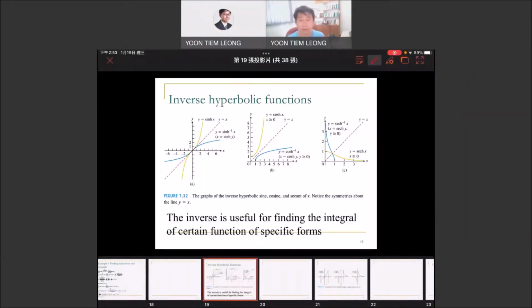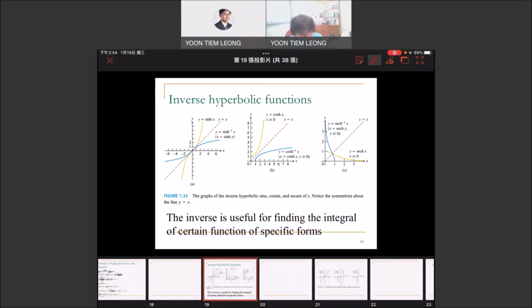Okay, this lecture is about the study of the inverse of hyperbolic functions. In the previous discussion, we have already defined the six hyperbolic functions. Some of them are one-to-one, some of them are not. So if you restrict the domain of these hyperbolic functions to a domain where the function is one-to-one, then you can define the inverse of that. So let us look at these hyperbolic functions one by one.